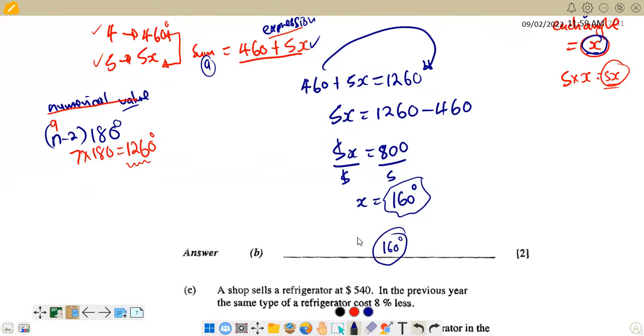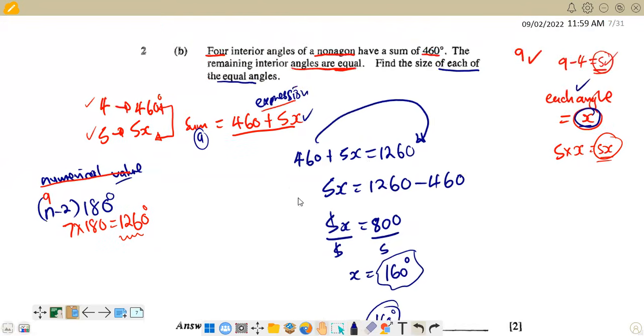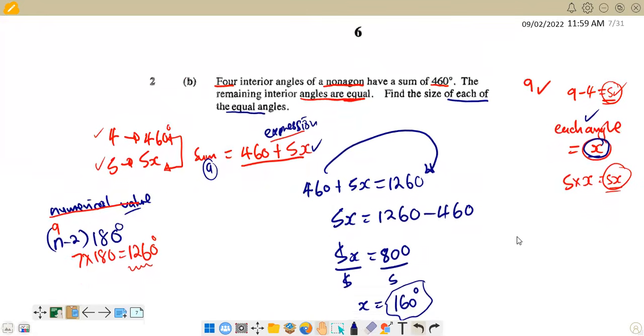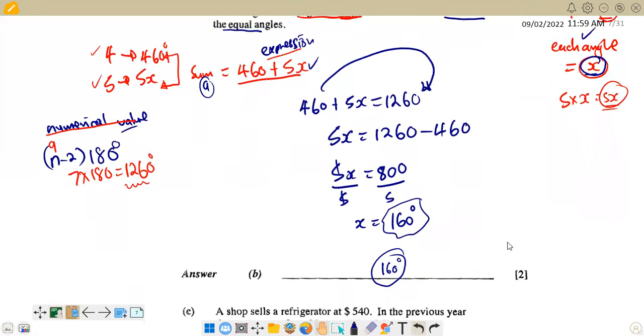Actually, this part, guys, you just need to know these formulas so that it doesn't cost you much time doing all these calculations and so forth. Okay, but yeah, that's what we have there.